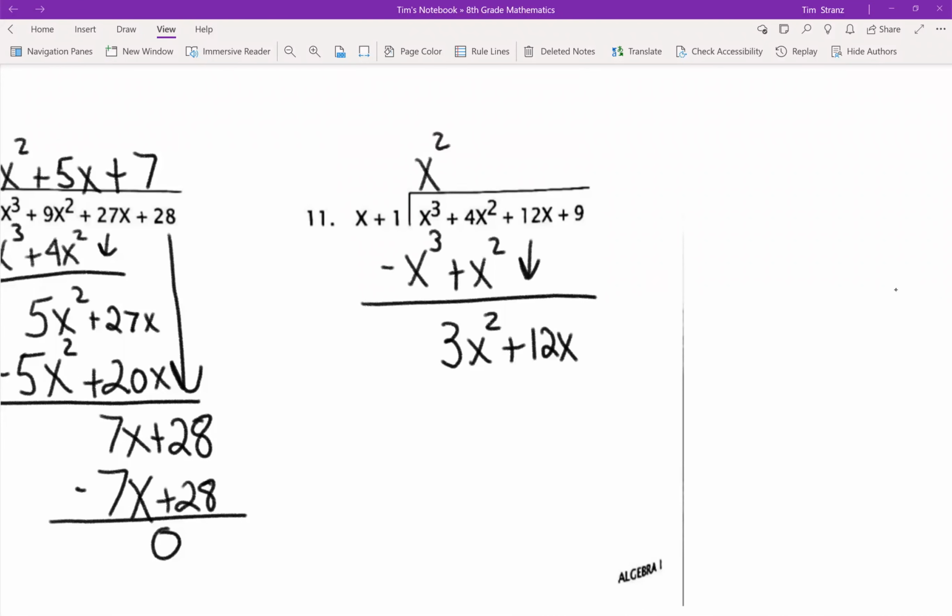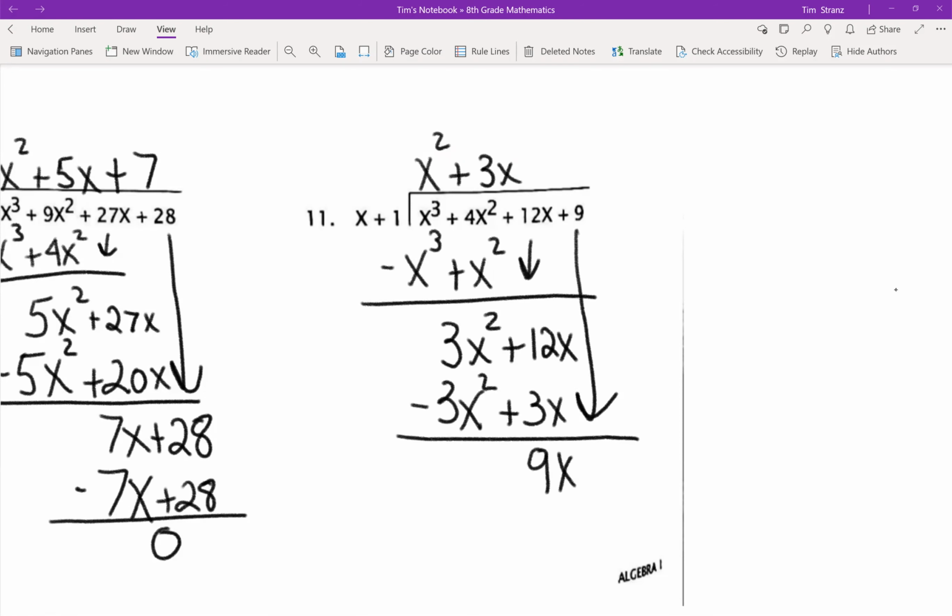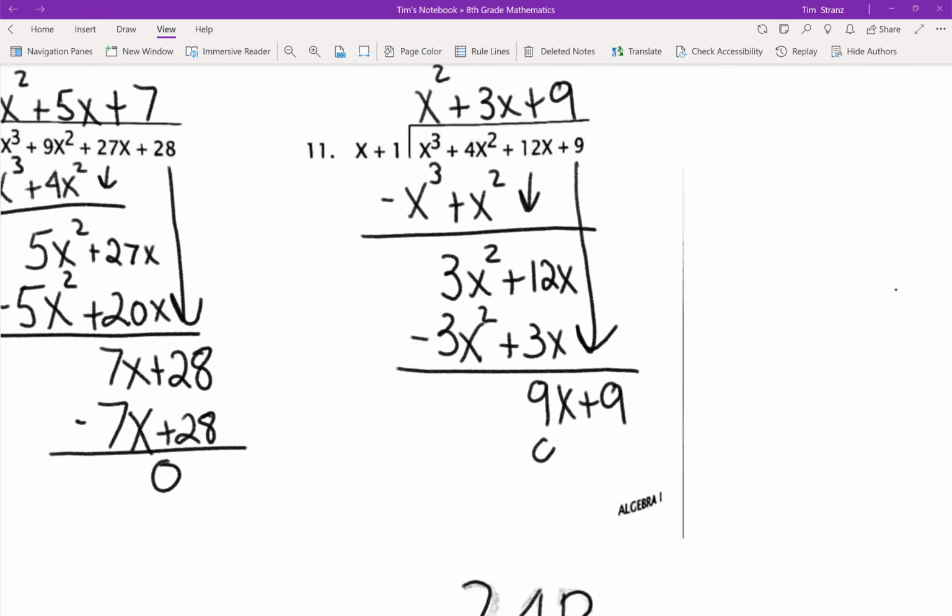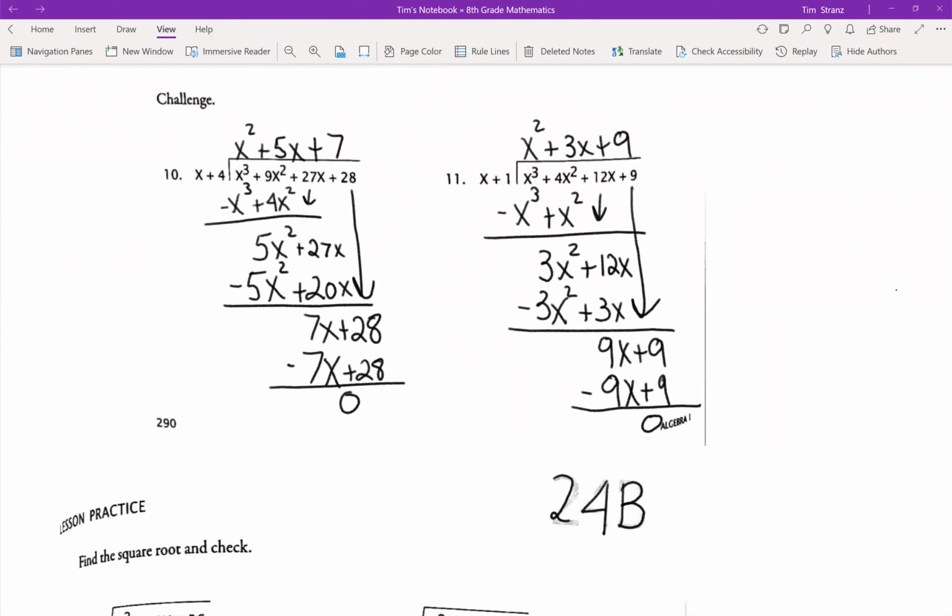Okay, x times 3x is going to give me 3x squared. 3x times 1 is going to be 3x. Subtract these. 12 minus 3 is going to be 9x. Bring down my 9. X goes into 9x 9 times. And then if you multiply that out, you have a remainder of 0. So your answer is x squared plus 3x plus 9.